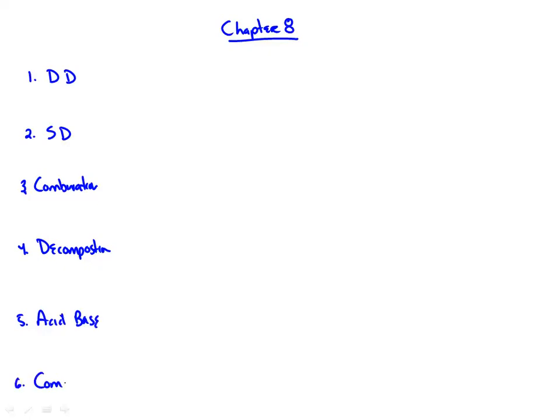Double displacement, combustion, acid-base, combination, decomposition. In no particular order either. Acid-base, and combination. I've got combination up above. One of the things that annoys me is combination and combustion both start with COMB, so you can't even shorthand them, dang it.